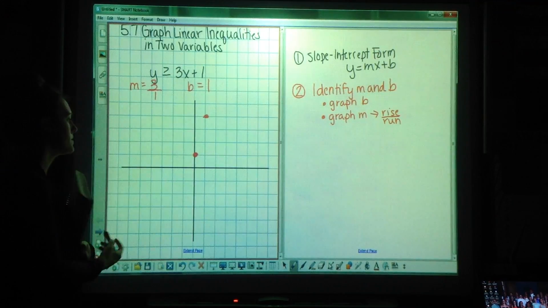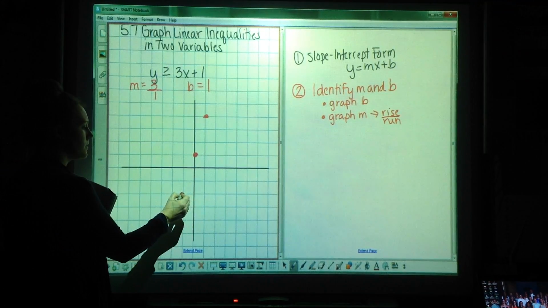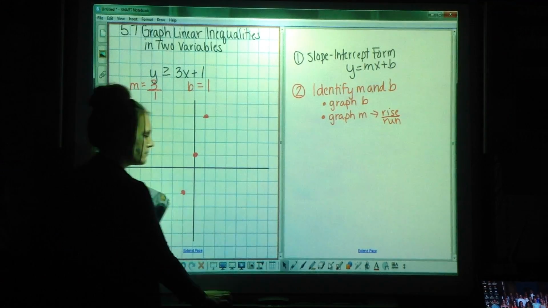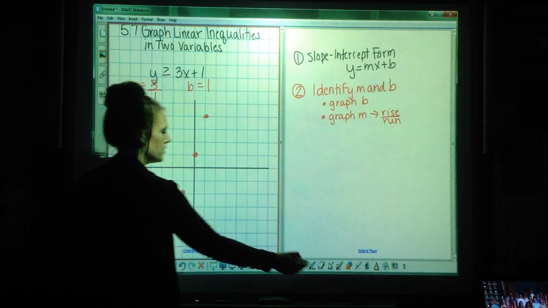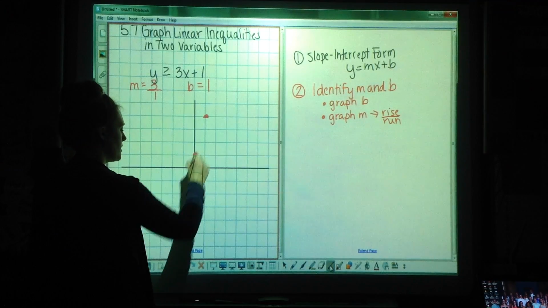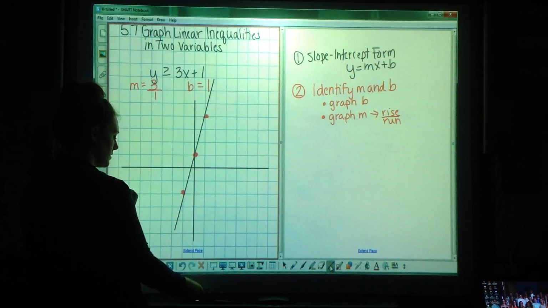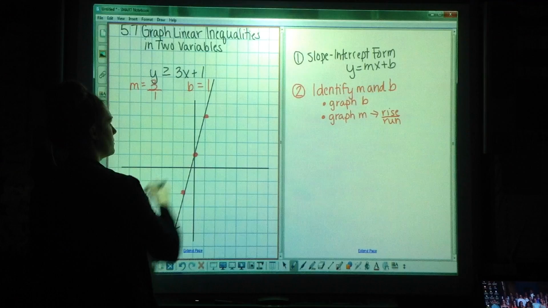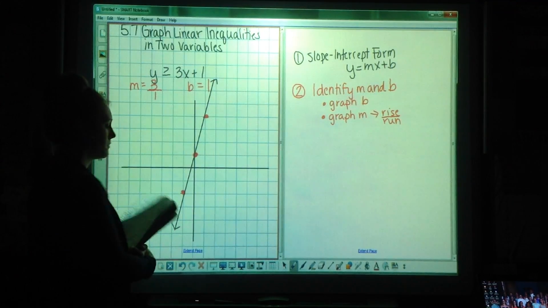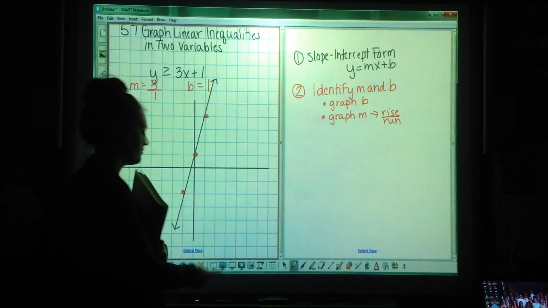Or I could do the opposite. Down 3 to the left 1. Use a straight edge to draw your line. Okay. I got a little ahead of myself here.